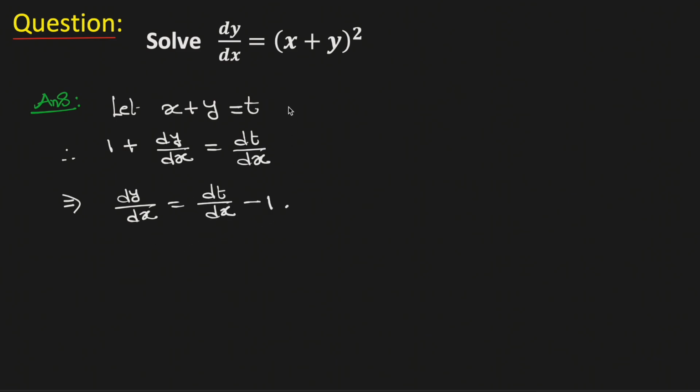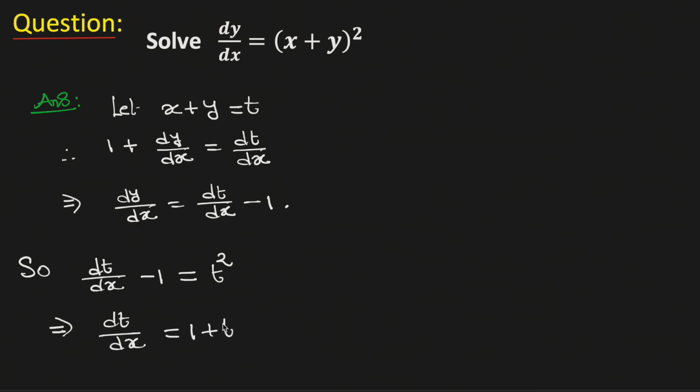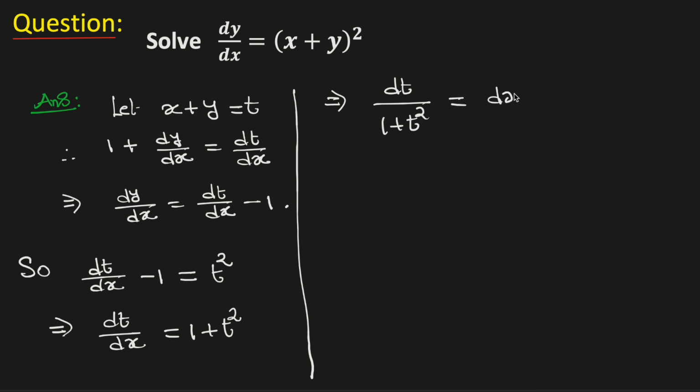Now if we put this value in the given differential equation, we will get dt/dx - 1 = (x + y)², and since x + y = t, we will have t² on the right hand side. From here we get dt/dx = 1 + t². Again this can be rewritten as dt/(1 + t²) = dx.